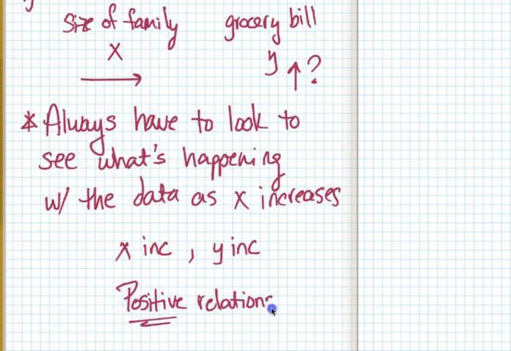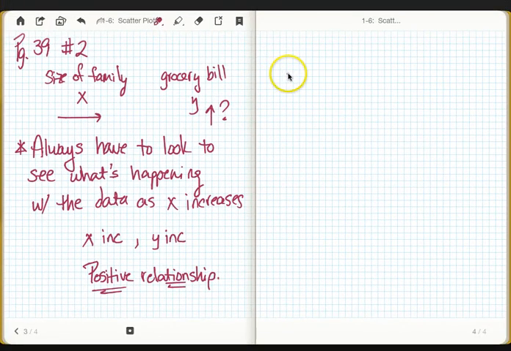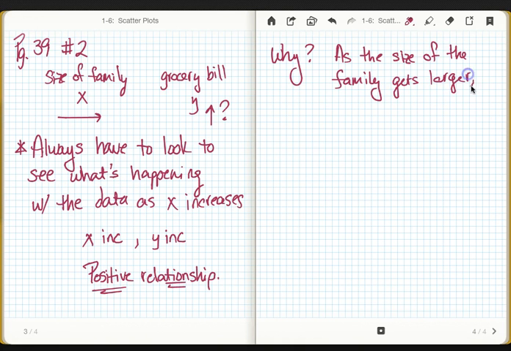Now we are asked to explain why, so we do want to be able to put that down in words. And you can say as X increases, Y increases, but I would like you to be a little bit more specific. So when asked why, you can say as the size of the family increases or gets larger, more money is spent on food.